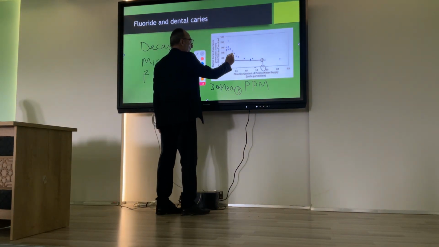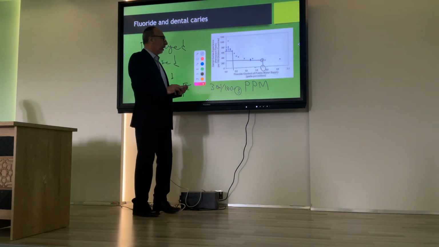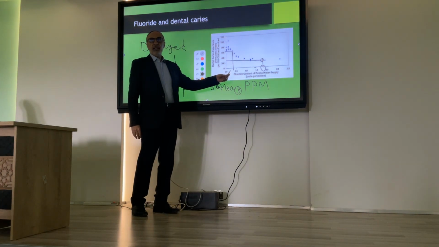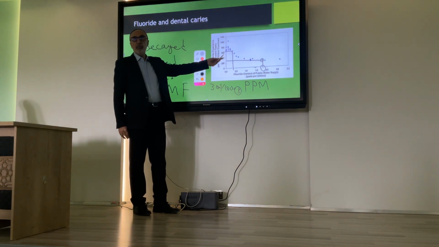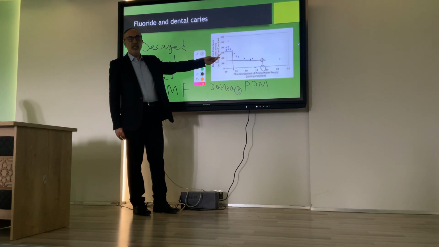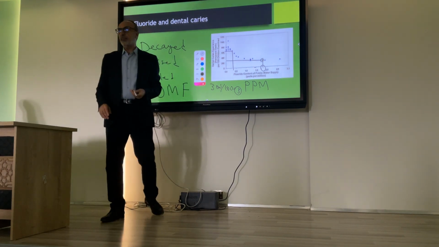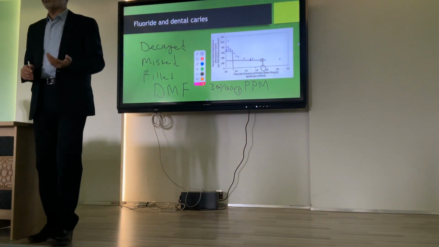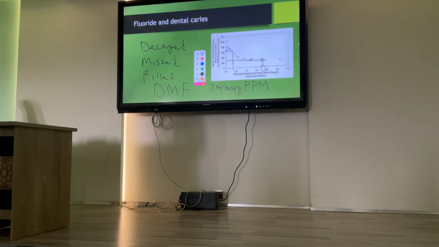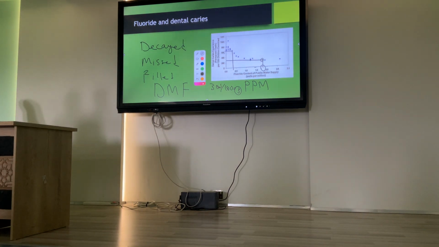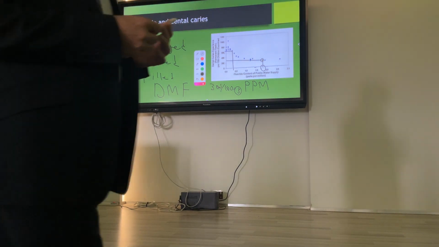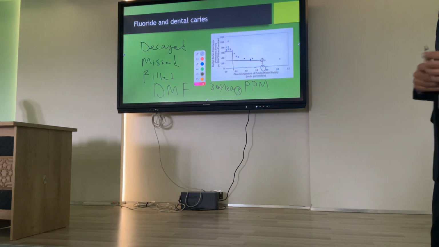What about this state? The level of fluoride is less than 0.5 ppm, and the average number of decayed, missing and filled teeth is something between 6 to 8, maybe around 7. This graph shows that by increasing the concentration of fluoride in water, the average number of decayed, missing and filled teeth will decrease.